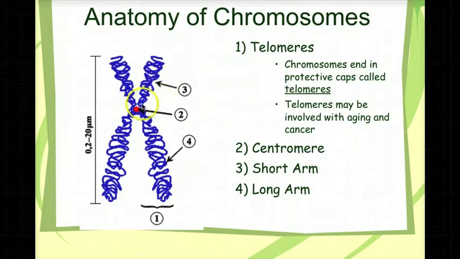Where the chromosomes pinch together, we call that a centromere, which we've already learned when we've talked about mitosis and meiosis. And then you have the short arm of the chromosome and the long arm of the chromosome. A lot of times they'll refer to these as P being the long arm and Q being the short arm. But those are just some terms that they use when they do chromosomal studies.